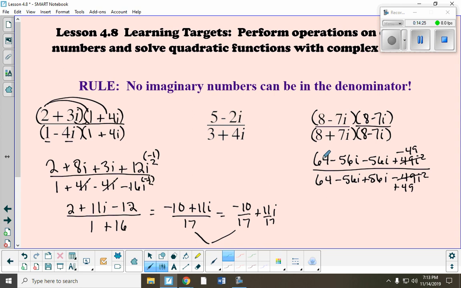So in the numerator, we have 64 minus 49, that would be 15. And then minus 56 minus 56 would be minus 112i. And then in the denominator, the i terms cancel. And we have 64 plus 49, which is 113. And so we could write it this way as our answer, or write 15 over 113 minus 112 over 113i.